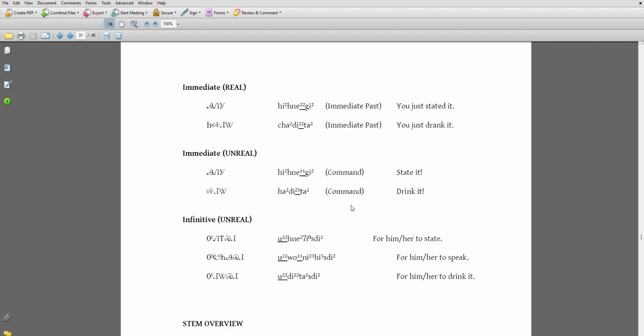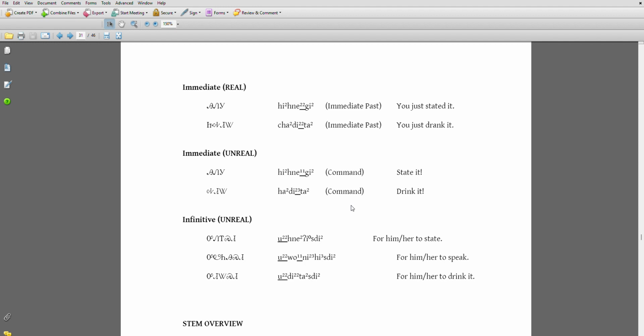Immediate, real. There are 2 expressions ultimately that can be expressed by the immediate stem, and that is the command form and the immediate past. That right there is the distinction between real and unreal. If it's the immediate past, it's real. If it's the command, it's unreal because no action is actually taking place. You are just commanding it. Hinegi, you just stated it. Chadita, you just drank it.